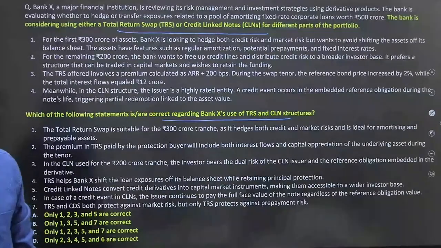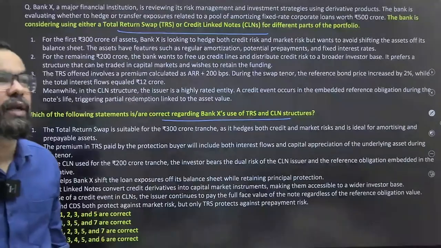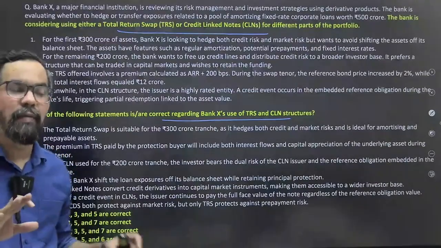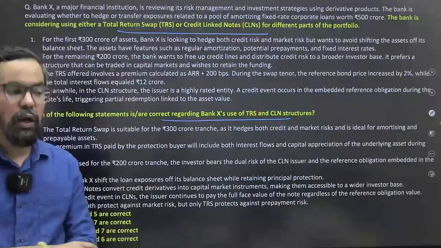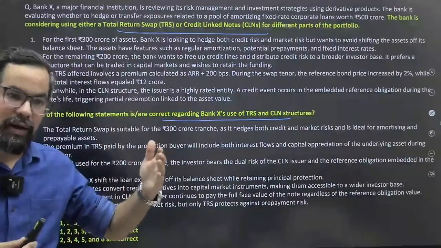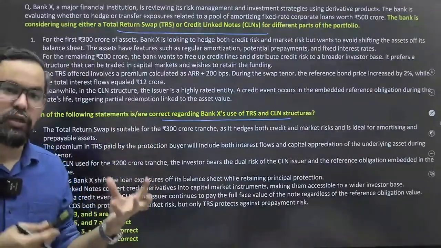So TRS and CLN. A total return swap is basically generally on portfolios. Let's say we have a portfolio of equity or gold, then its market return is exchanged against the floating one, that is, based on the floating one.